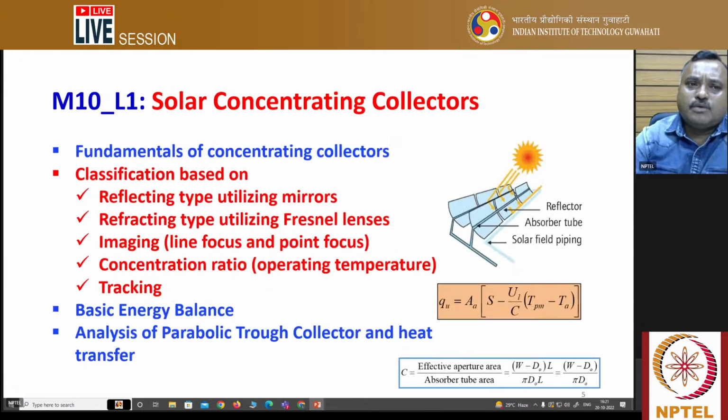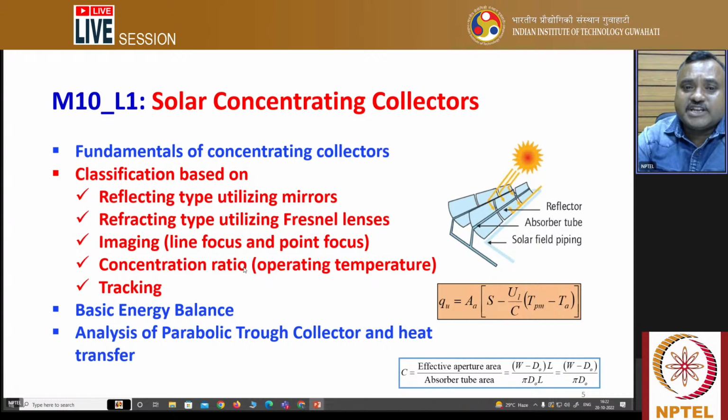In lecture 1 of module 10, primarily we discussed solar concentrating collectors, starting with fundamentals and classifications, which are based on reflecting type utilizing mirrors, refracting type utilizing Fresnel lenses, and imaging type, which may be line focused or point focused. In the case of line focused, we use a single axis tracking system, but in the case of point focus, we use a double axis tracking system.